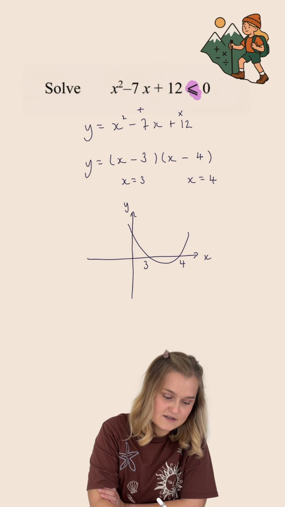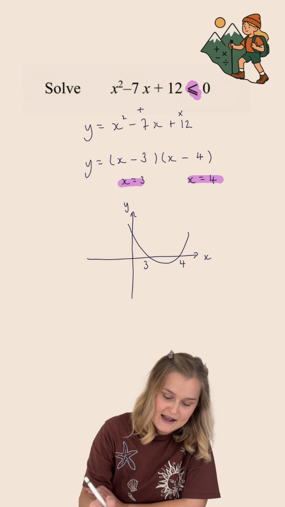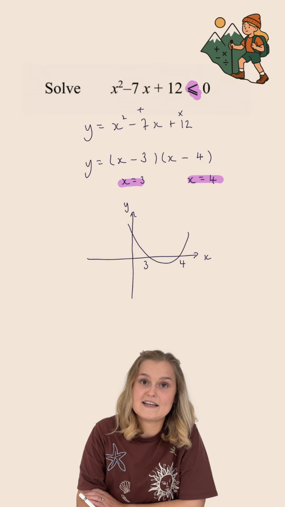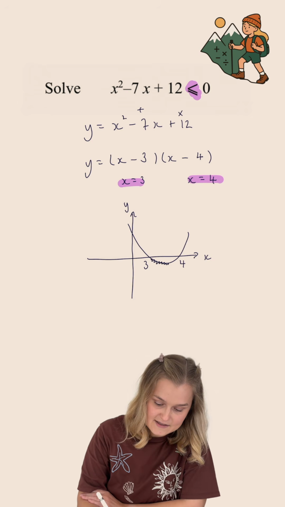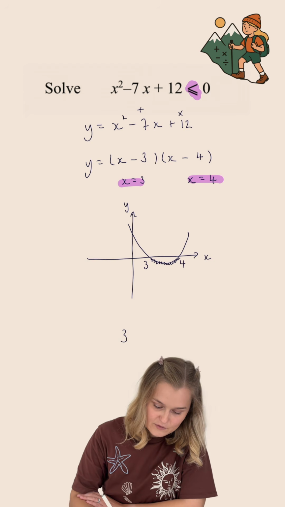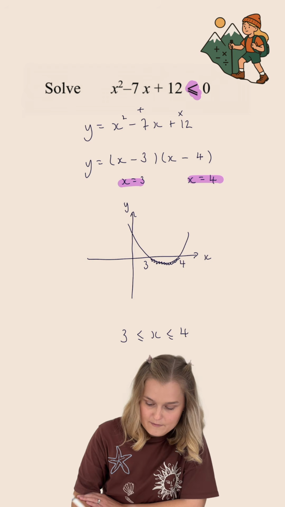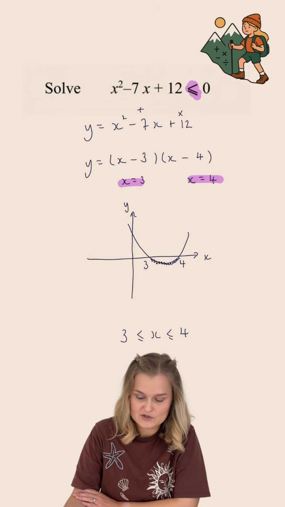Now we know that it's equal to 0 at these points here, x equals 3 and x equals 4, and I can see from the graph that it is less than 0 or beneath the x-axis between these two values of 3 and 4. And so my final answer is that x has to be greater than or equal to 3, but x has to be less than or equal to 4.